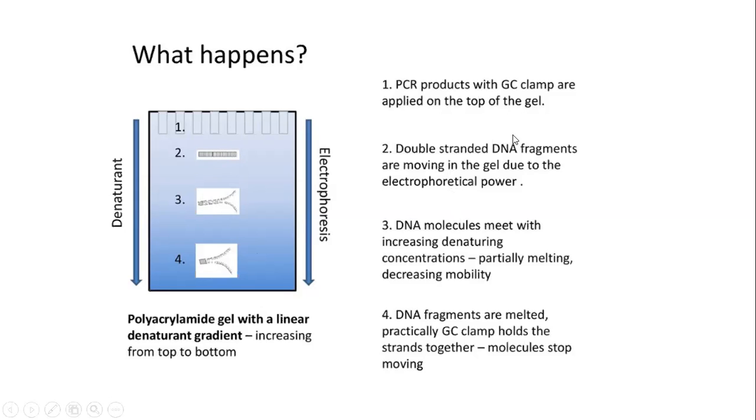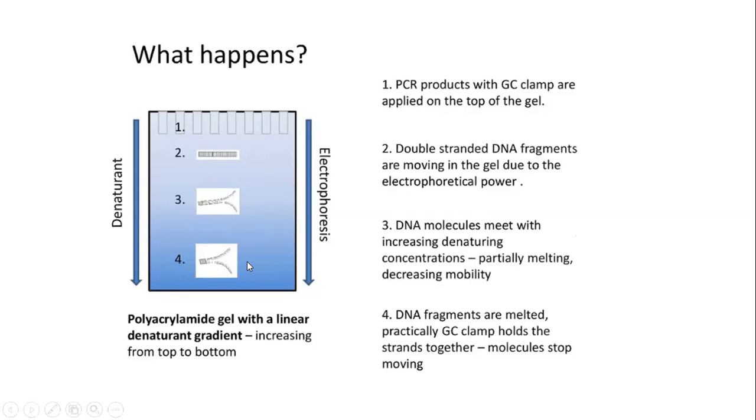The PCR products with GC clamps are applied on the top of the gel, and then the double stranded DNA fragments move in the gel due to the electrophoretic power. The DNA molecules meet increasing denaturing concentration, partially melting and decreasing the mobility.